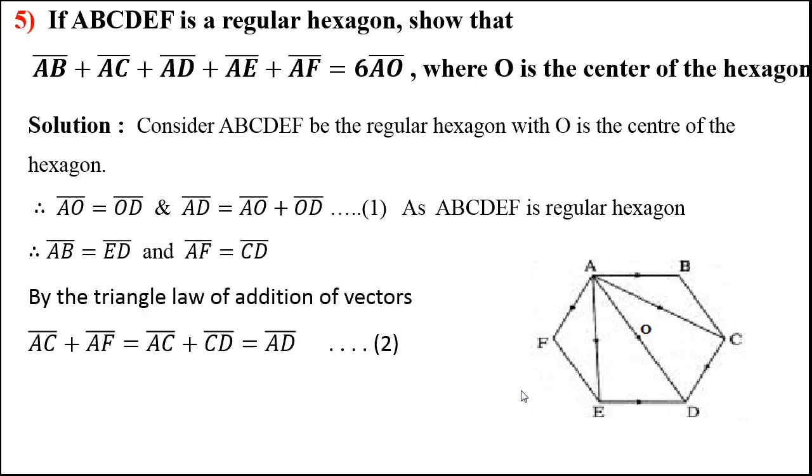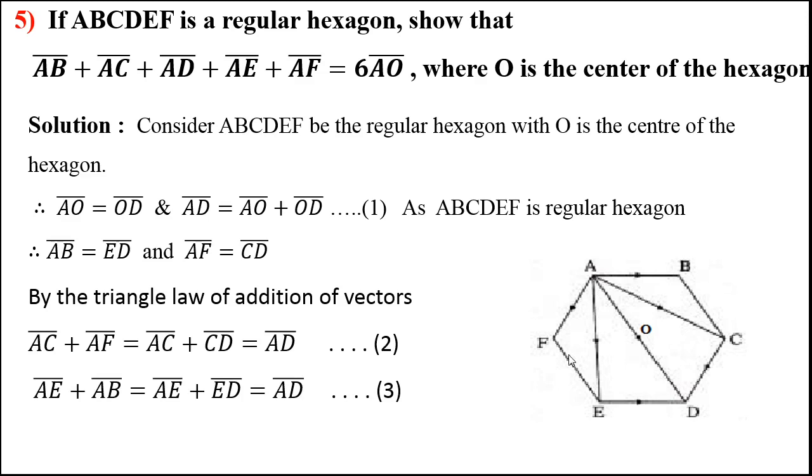By the triangle law of vector addition, AC plus AF, this AC and this AF. This AF can be replaced by CD. So AC plus CD is equal to AD. So the sum of AC and AF comes to AD.